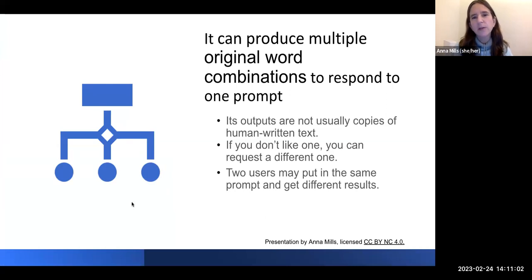Now, it's important to note that it doesn't always produce the same thing in response to the same prompt. So it can keep generating different essays, if I just ask it for another one and another one with the same prompt.